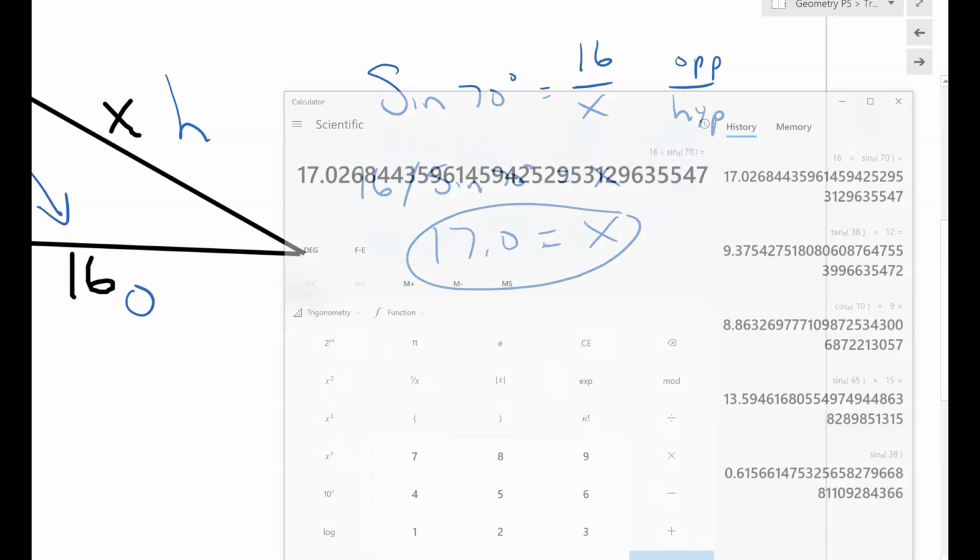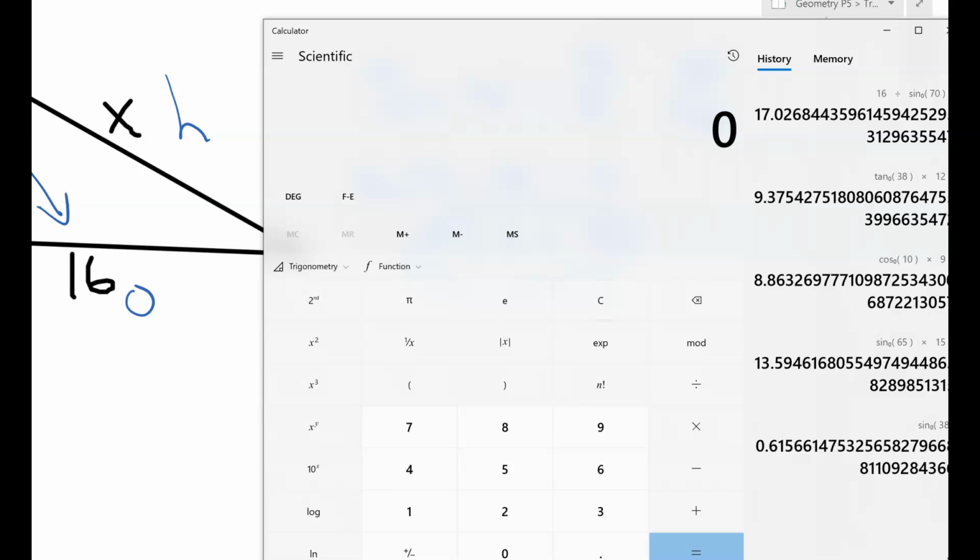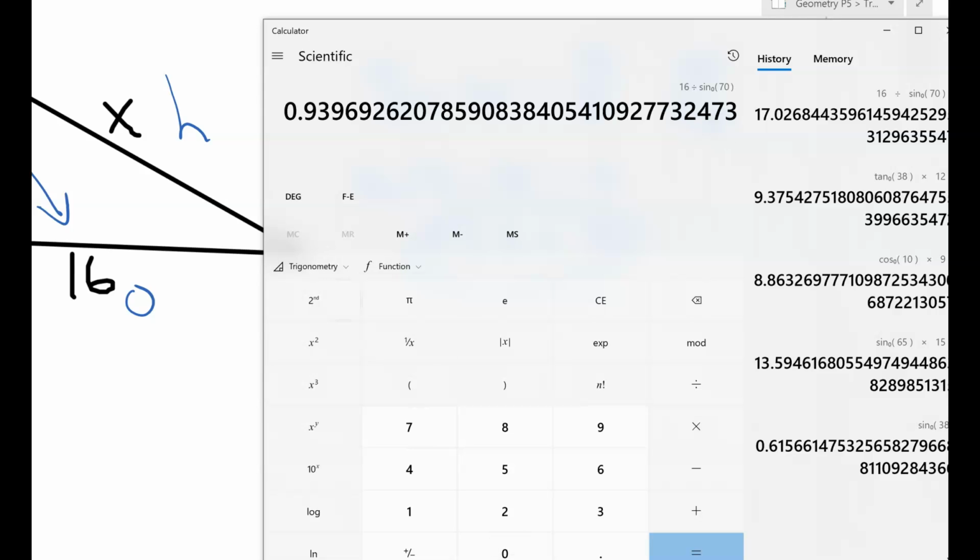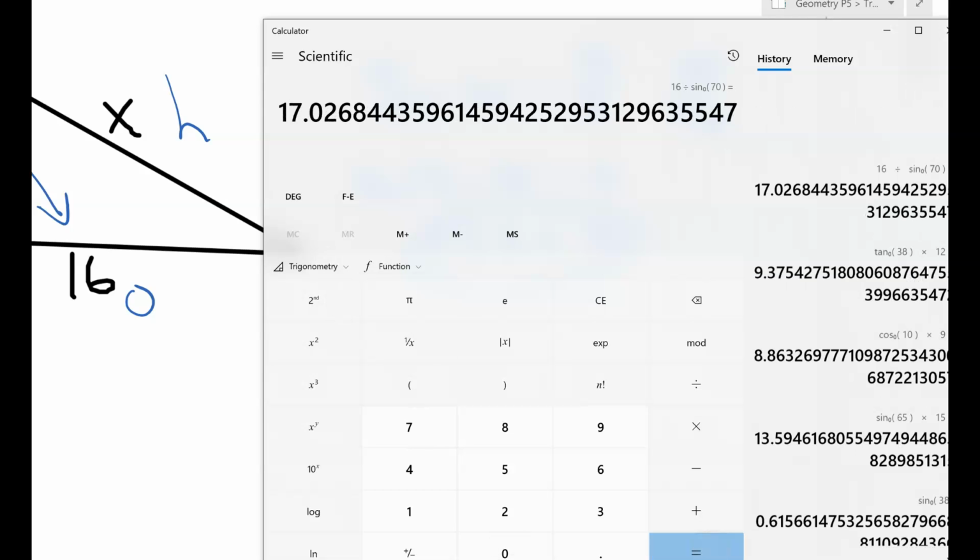Okay, let me show you that again. Let's go back there real quick. You would start by typing the number 16 divided by, then the angle measure 70, and then I hit the trig on this one. And remember to hit enter again.